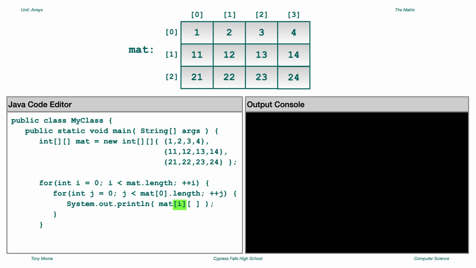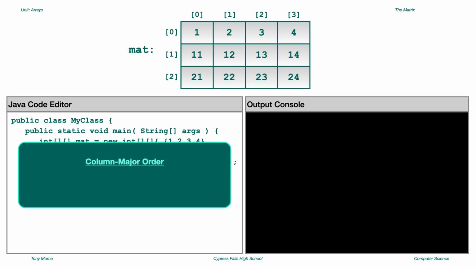So i would go inside the first pair of brackets. And the second pair of brackets would be the variable that we used for iterating through the columns, which in this case was j. j was the variable that we used for iterating through each column. When we execute this program, we get the values printed out in row major order.